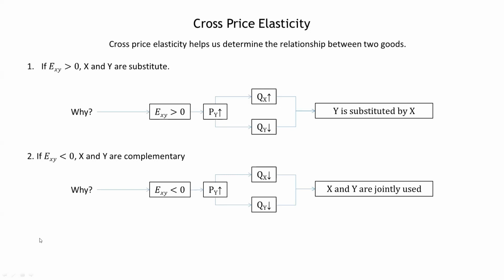Finally, when cross-price elasticity is zero, it means the goods are independent, meaning that there will be no change in quantity demanded for X due to the change in price of Y.